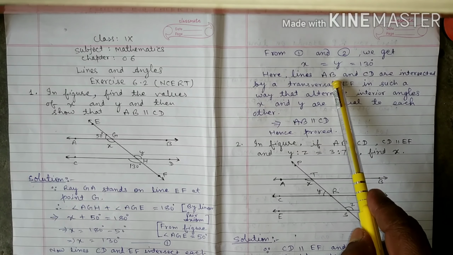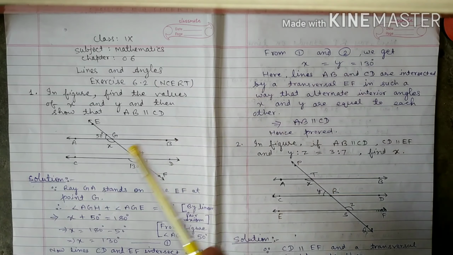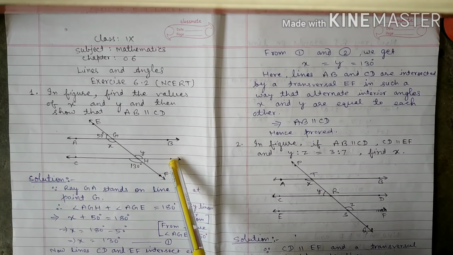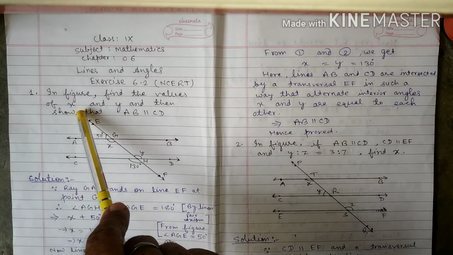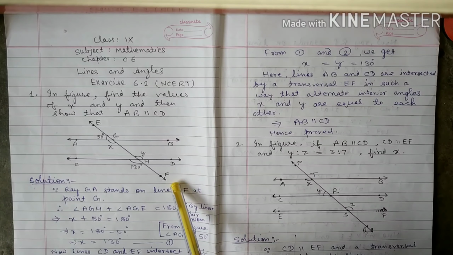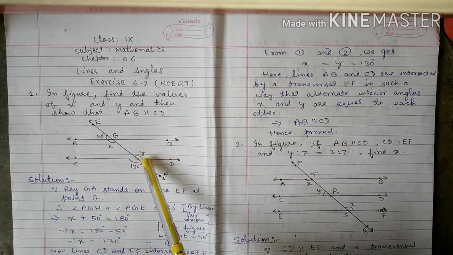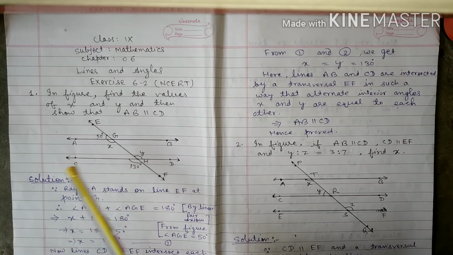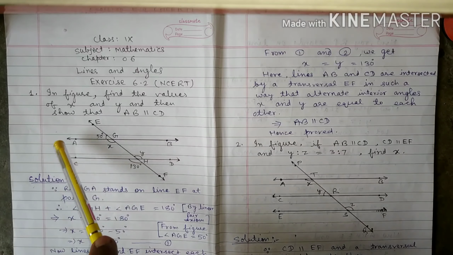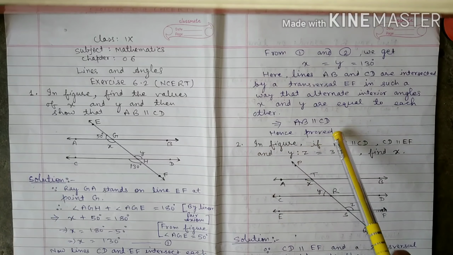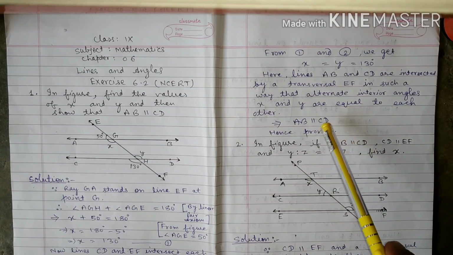Here lines AB and CD are intersected by transversal EF in such a way that alternate interior angles x and y are equal to each other. Therefore, AB parallel to CD. Hence, proved. Now, question number 2.